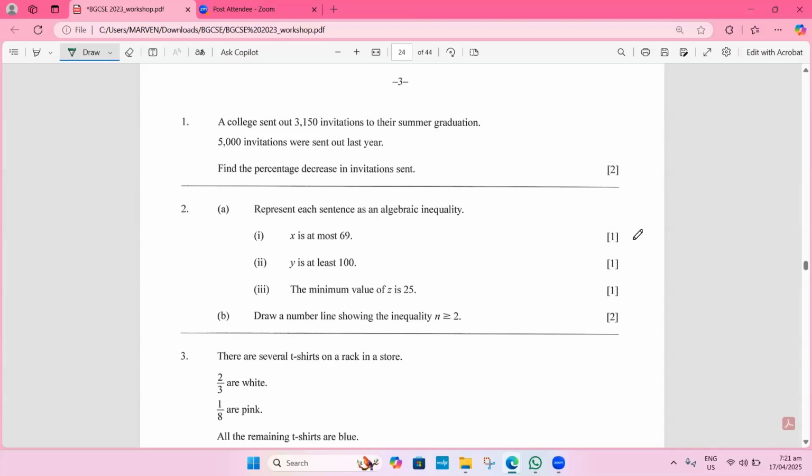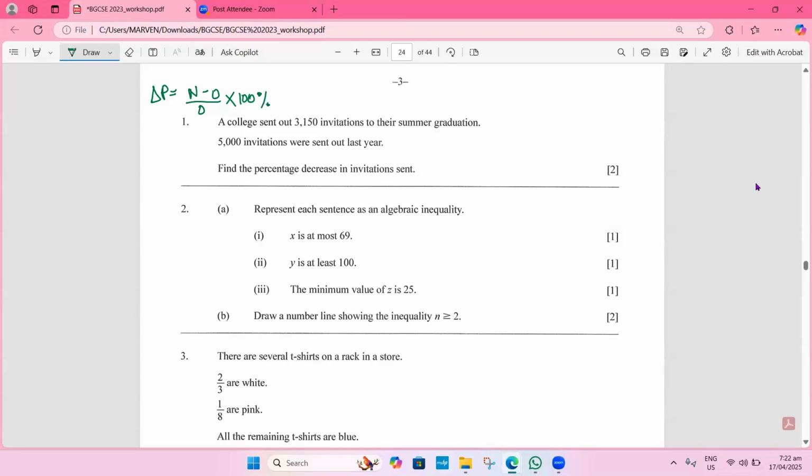A college sent out 3,150 invitations to their summer graduation. 5,000 invitations were sent out last year. Find the percentage decrease in invitations sent. The formula to get the percentage change, whether it is a percentage increase or decrease, is: percentage change is equal to new minus old divided by old. And then to express it as a percentage, we multiply it by 100.